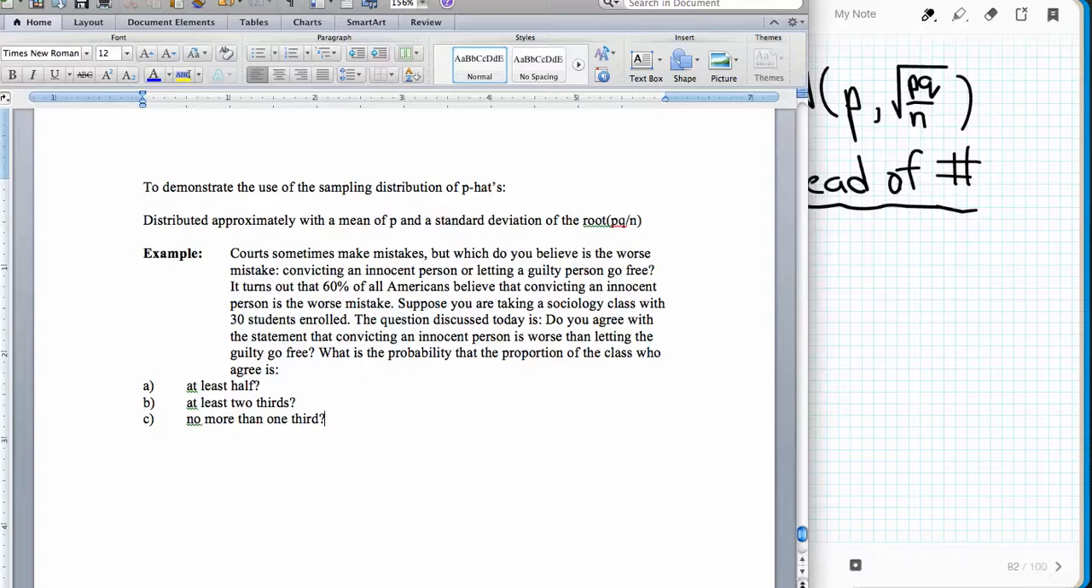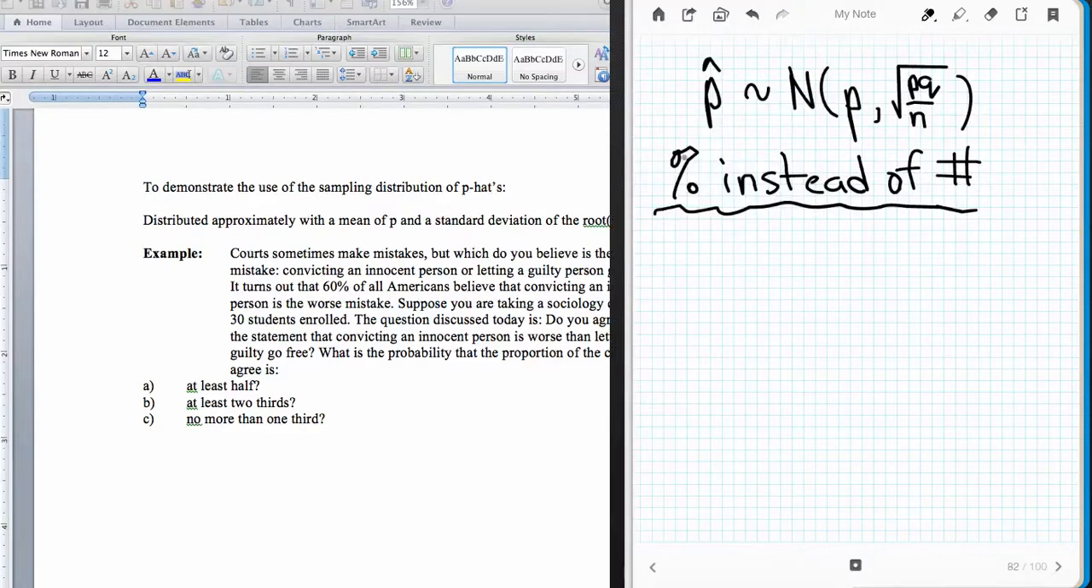So what we're doing here is we're looking at half, thirds, two-thirds, one-third. And these are percentages or proportions. Remember that a percentage is a proportion. So decimals, percentages, proportions. Now we could change those into numbers by multiplying them by n, but there's no need to. We can simply go ahead and do our problem based upon what we've been asked.